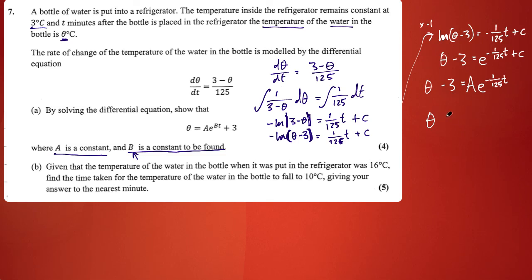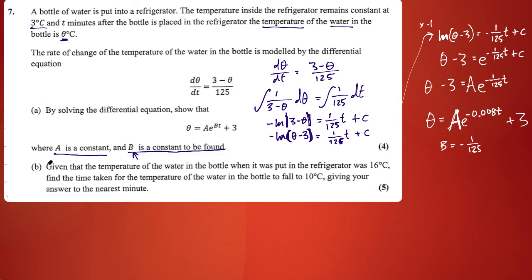I'm going to bring 3 to that side, so that gives me theta equals a e to the power of minus 0.008t plus 3. Using that fraction is perfectly good enough for the marks. Like I said, if you had done 3 minus theta, it would have been slightly more complicated dealing with the minus sign, but you would have ended up with just minus a in front instead, which again is fine because a is just a number, so it can be a negative number. And now we've reached the end and we found that a is a constant as we thought, and b equals minus 1 over 125 or minus 0.008 in there.